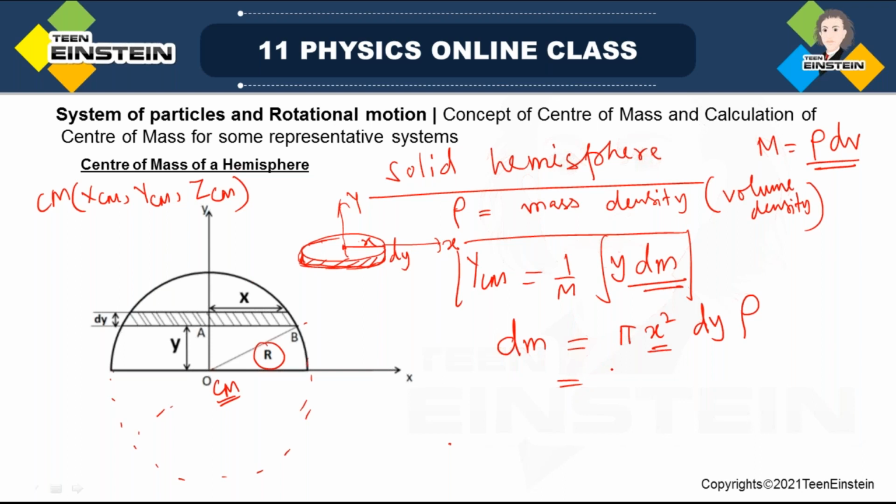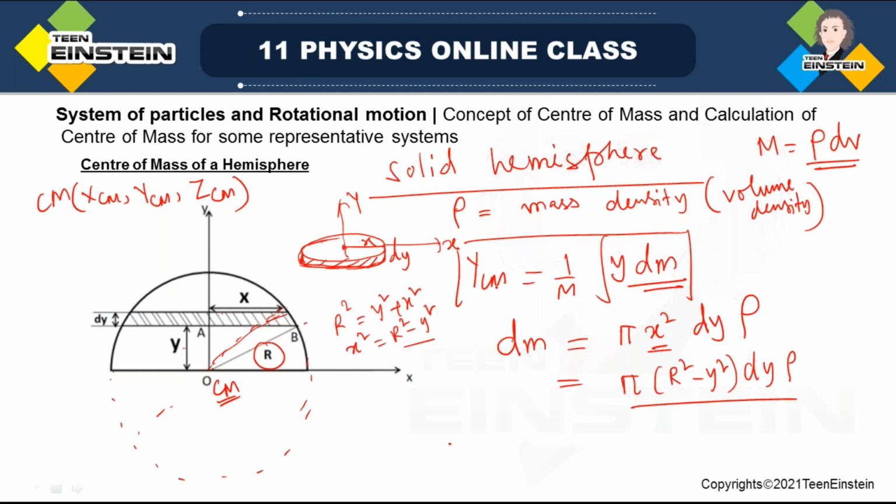So we have to find out what x is. This x can be converted in terms of y and R. If I take this as a right angle triangle, from the Pythagoras rule R square is equal to y square plus x square. So x square can be written as R square minus y square. So I can write dm is equal to pi into (R square minus y square) into dy into rho. All the things are in terms of y.